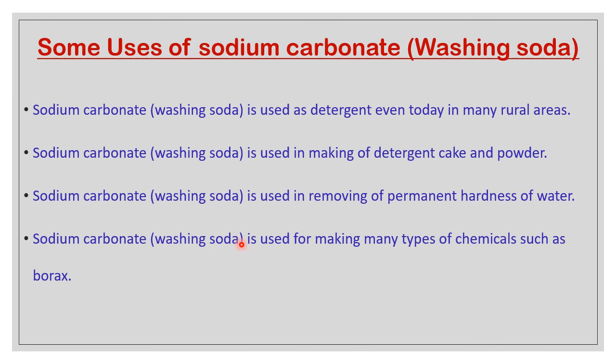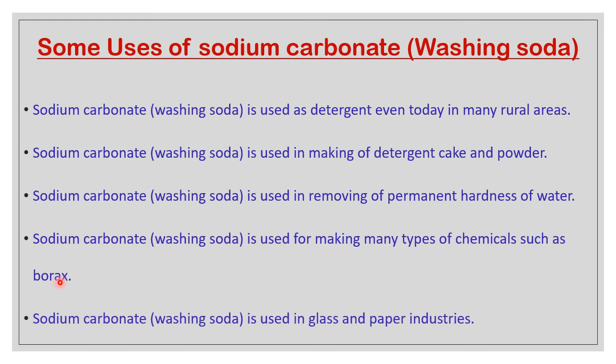Sodium carbonate is used for making many types of chemicals such as borax, and also glass and paper. So in all these industries, sodium carbonate is used. That means sodium carbonate is one of the most important industrial chemicals. I hope today we understood the preparation part, property part, structure part, and the uses part.